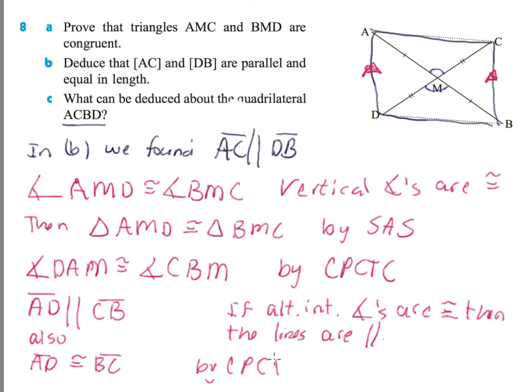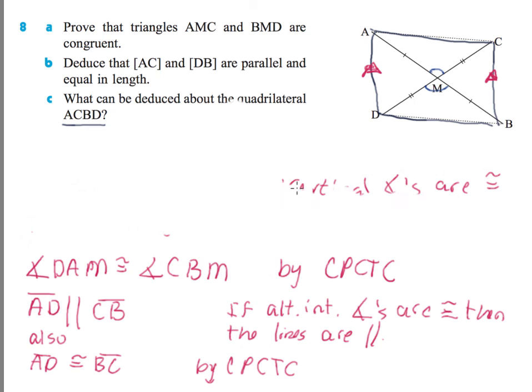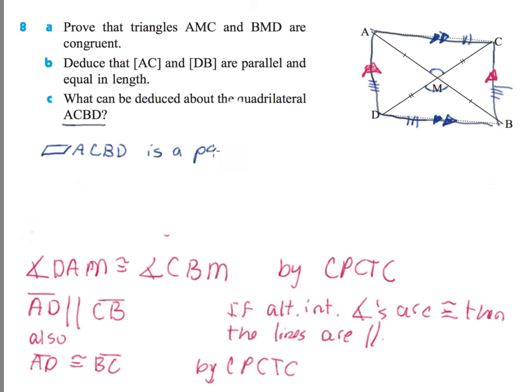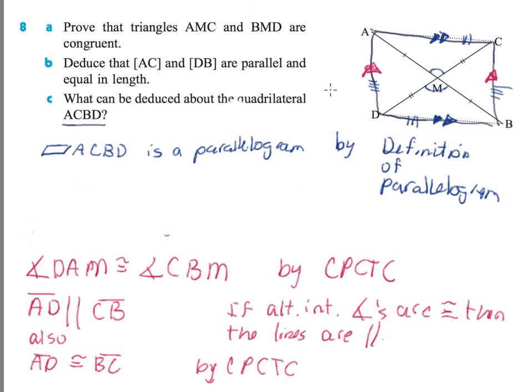by CPCTC. So now that I have opposite sides congruent and parallel, we can finally say that quadrilateral ACBD is a parallelogram. So quadrilateral ACBD is a parallelogram by the definition of parallelogram, which says opposite sides are parallel and congruent.